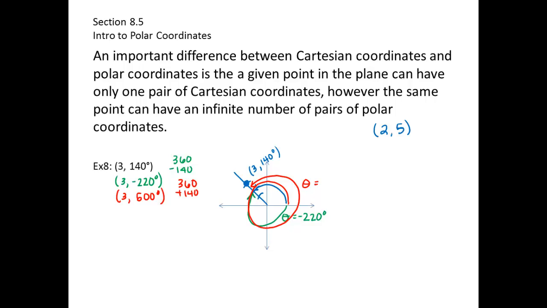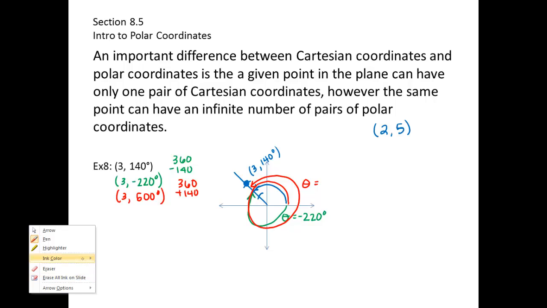So we could, of course, keep adding positive and negative 360 until we come up with all of these different values. Again, we could do another negative 360 on this green one and we could just under-rotate so many times. And then there's this other possibility that exists where we have a negative radius. Well, how do we come up with that one?